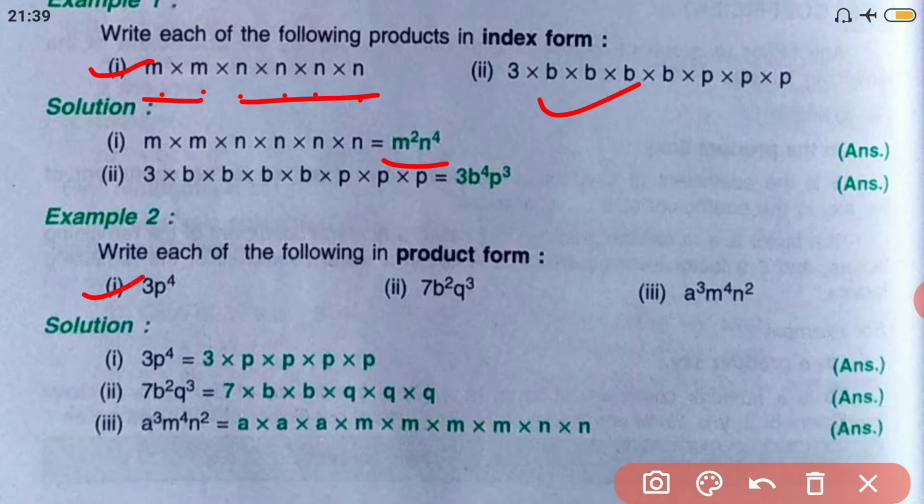Now going to the next example, write each of the following in the product form. Already we are getting it in the power form, index form, 3p raised to the power 4. So 3 multiplied by p how many times? 4 times. That is in the expanded form. But we are not doing this kind of sums in algebra right now. We shall do actually the degree of a polynomial. Let us try to understand what that is.